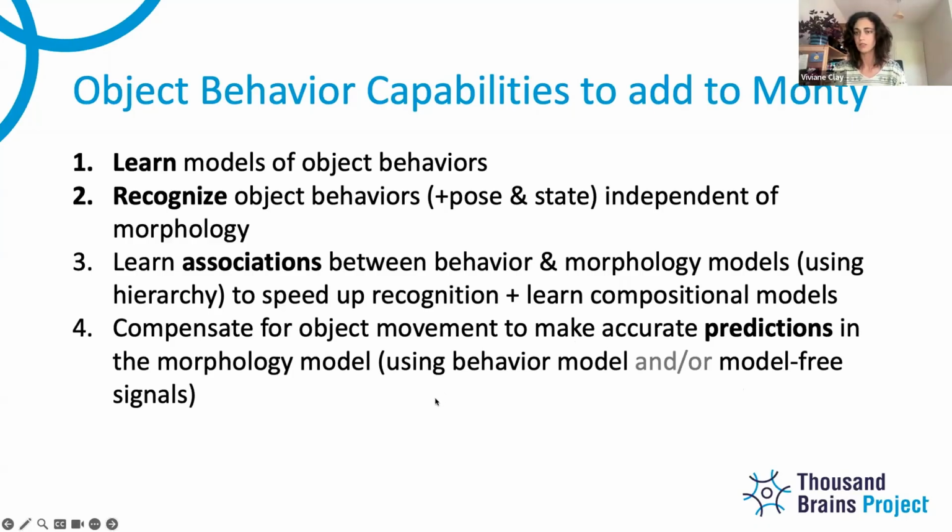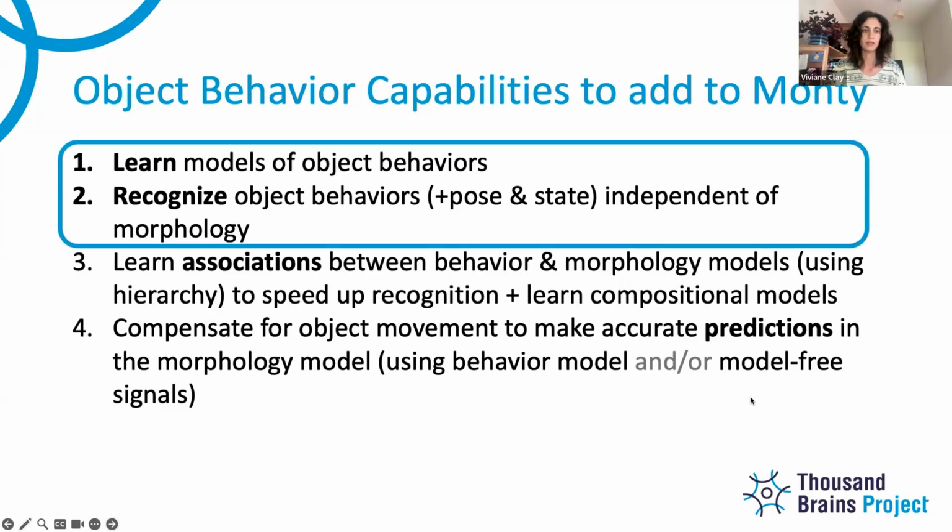So like, for example, using the behavior model to not update where we expect to be on the morphology model as it's moving. Or, and this is gray because it's partially one of the open questions I have, using model-free signals for this. And so if I were to implement this in Monty, I would start with one and two as a first block, just learning and recognizing object behaviors, which is big enough already, but I feel like there we have the most concrete idea of how we would do this, and it would be very powerful to add this capability.